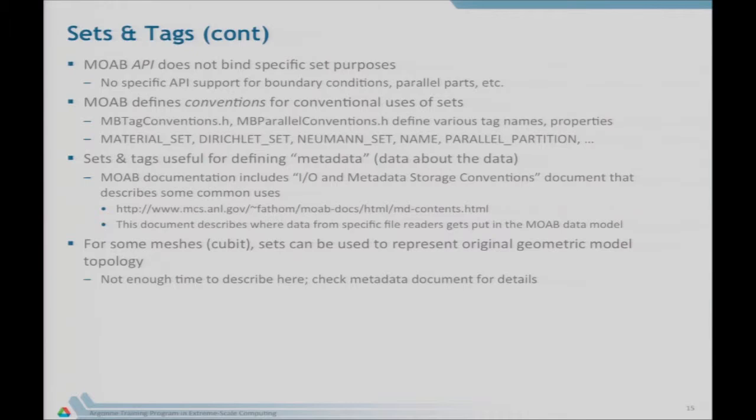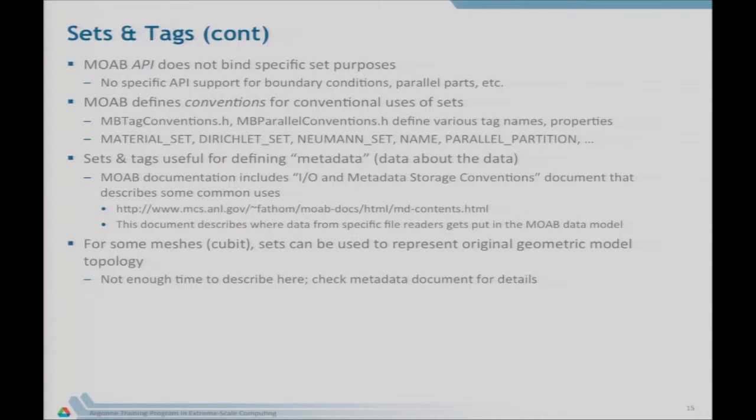On the other hand, MOAB does define conventions for conventional uses of sets. There are a couple of header files in MOAB, tag conventions and parallel conventions, that define various tag names, and the comments in those files describe what they're used for. Specifically, MOAB defines a material set, Dirichlet set, Neumann set, name, parallel partition, and several other tags that are used to mark sets used for that purpose.